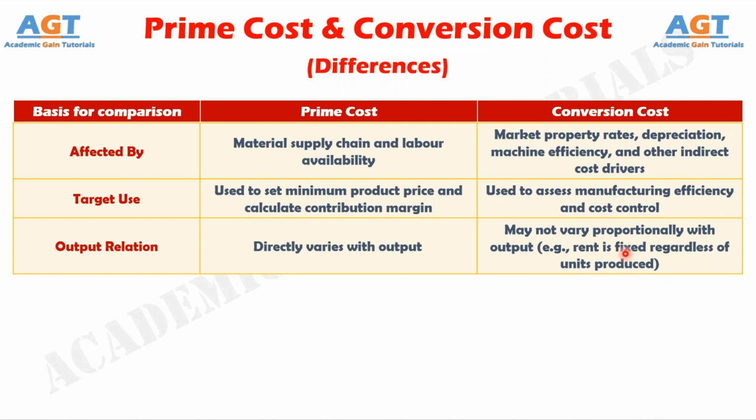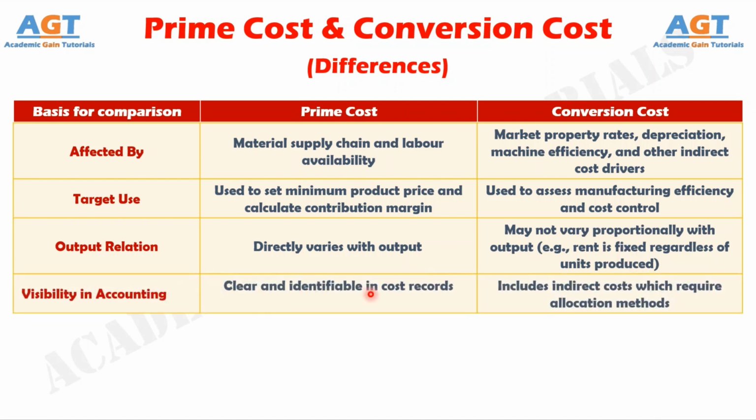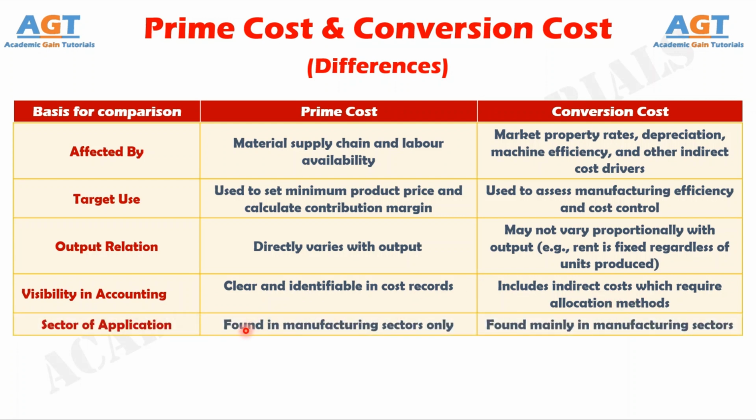Number 11. Prime costs are clearly visible and identifiable in cost sheets, whereas conversion costs often need allocation methods to be identified in product cost. And difference number 12. Both cost types are mostly used in manufacturing sectors, but prime costs are more relevant for product pricing, whereas conversion costs are crucial for production process control. So, these are the differences between prime cost versus conversion cost.